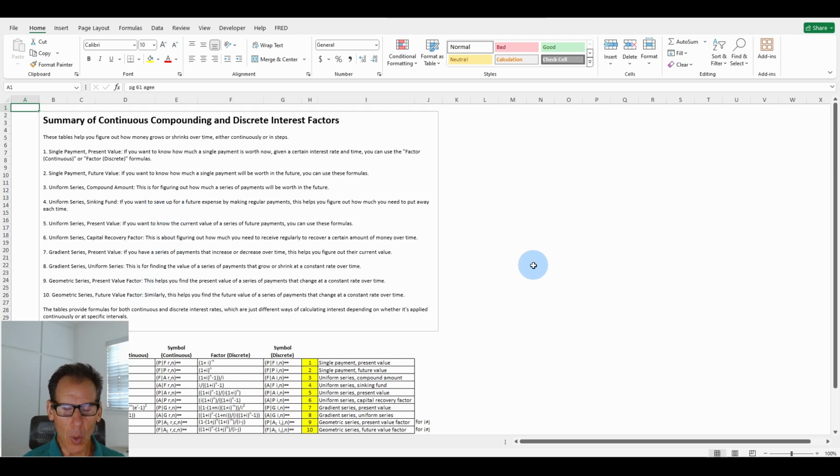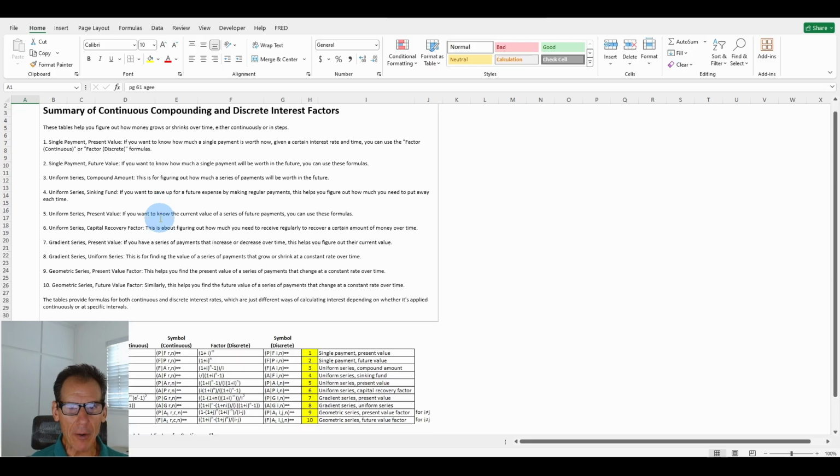everything moving forward. There's 22 courses. You'll be surprised how much we depend on present value and future values in finance to solve problems. With that being said, summary of continuous compounding and discrete interest factors. What this is: present value and future values and compounding.